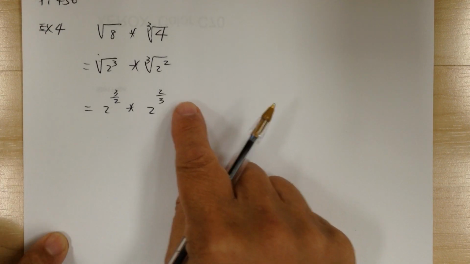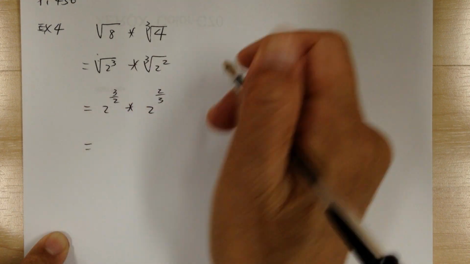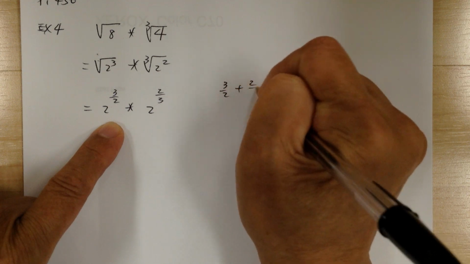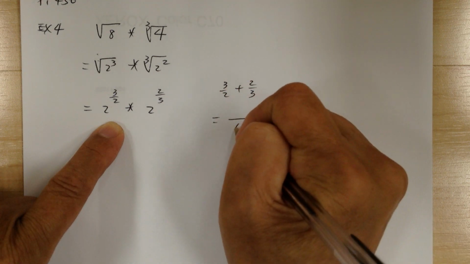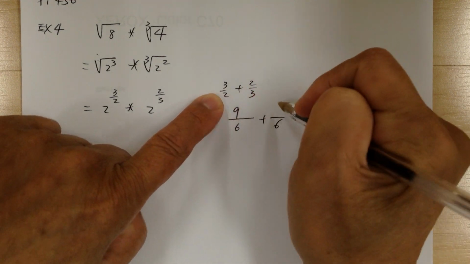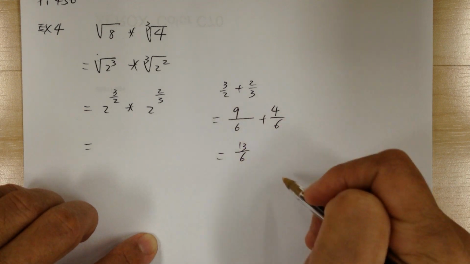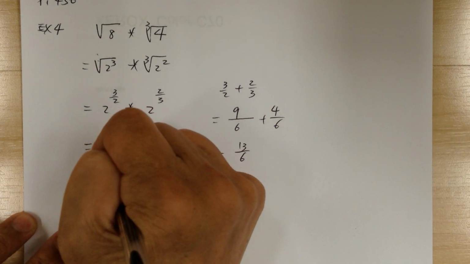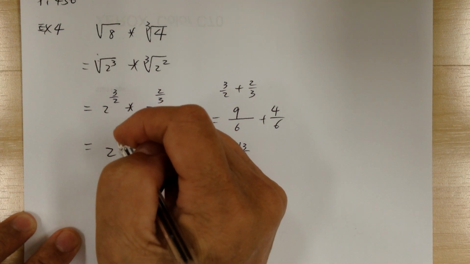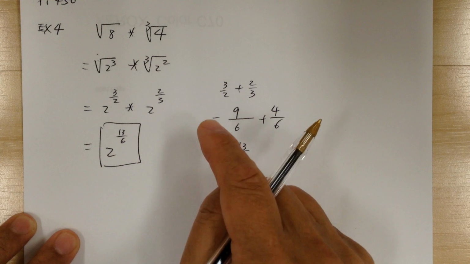Then after that, when you multiply, you have to add the exponents together. You can go off to the side: 3 over 2 plus 2 over 3. Get your common denominator, so this becomes 9 and this becomes 4, which equals 13 over 6. So it becomes 2 to the 13 over 6 power. This is your first answer, your exponential form.